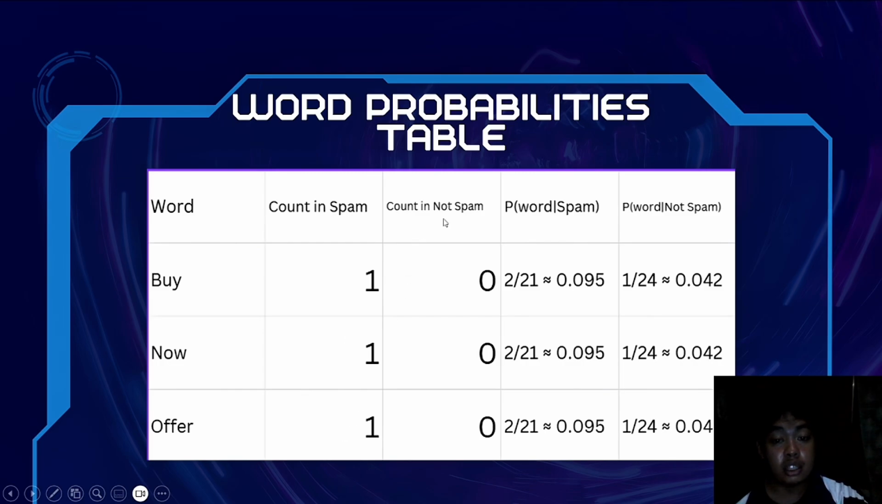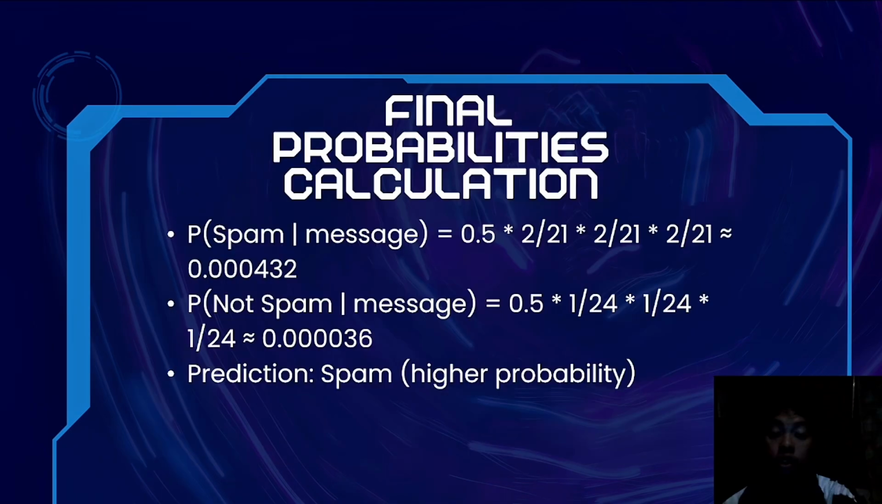As you can see, the count in not spam is 0. This formula and buy, they are all the same. If we calculate this, the result is approximately 0.095 for spam. For not spam, the result is approximately 0.042.